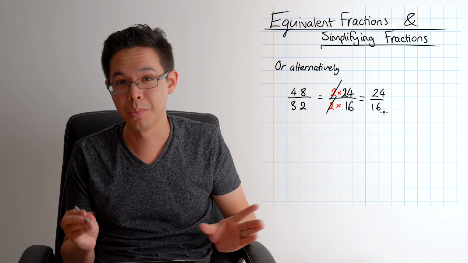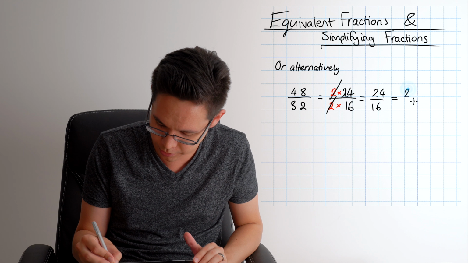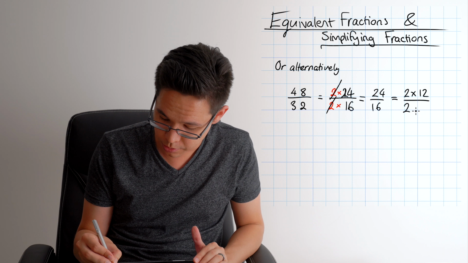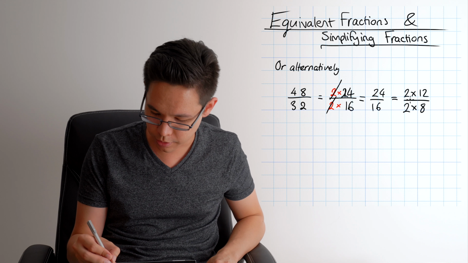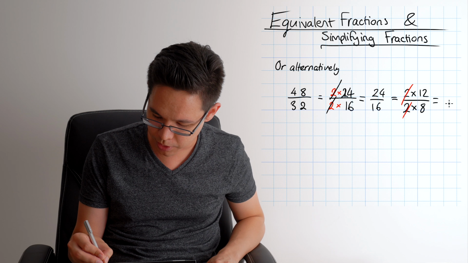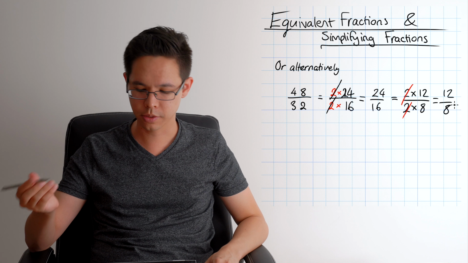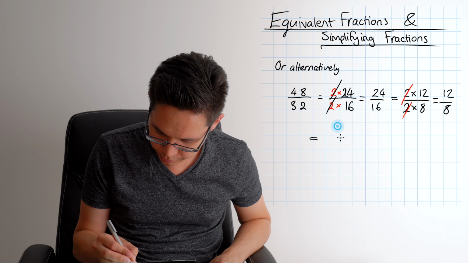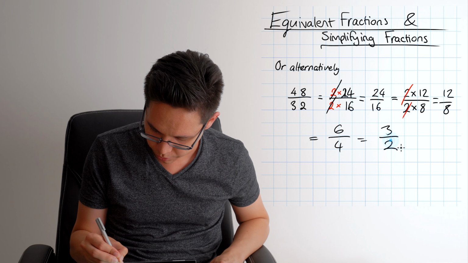Now, surely we can divide that by 2. And so I can pull out another 2. That's 2 lots of 12, which is the same thing as 24. And 2 lots of 8 is the same thing as 16. Here I can cross out those 2's again, and I'm basically left with 12 over 8. And you just basically keep going. So here I could keep going, and I could get 6 over 4. I could get 3 over 2.